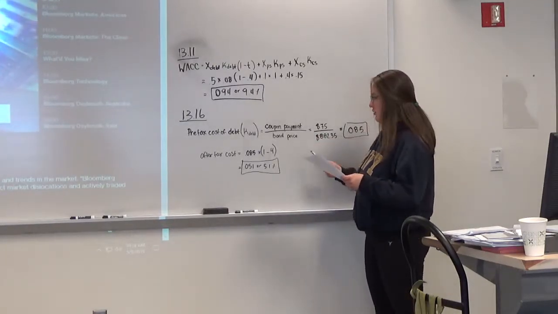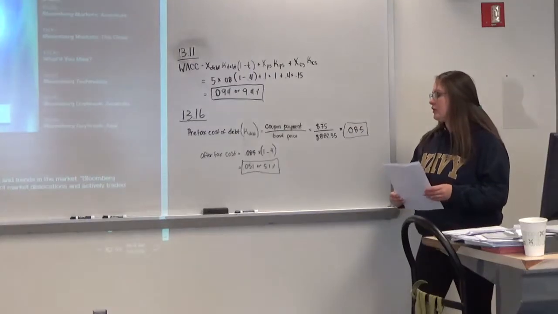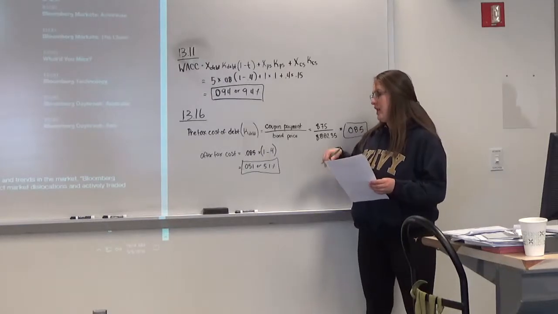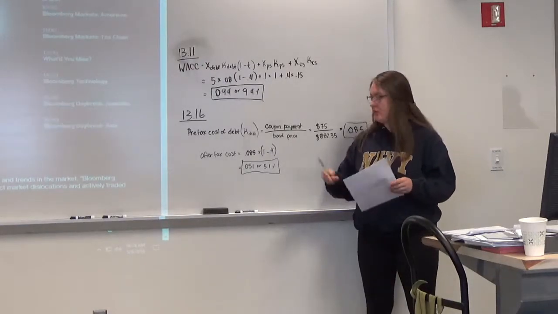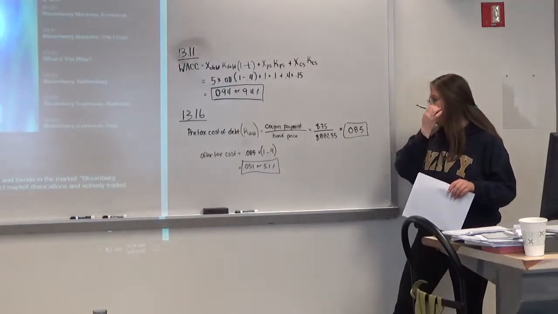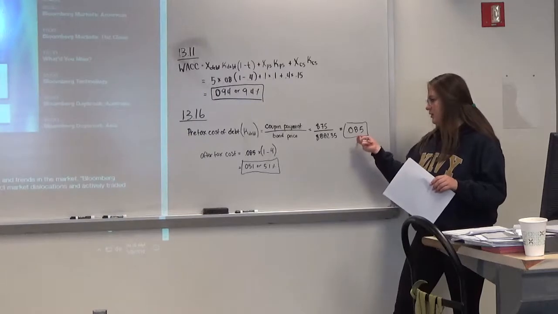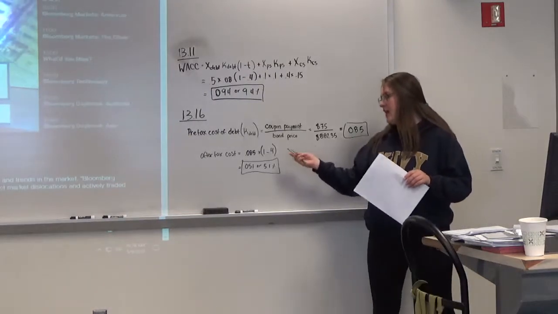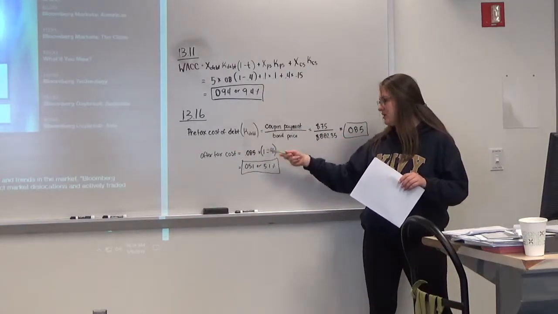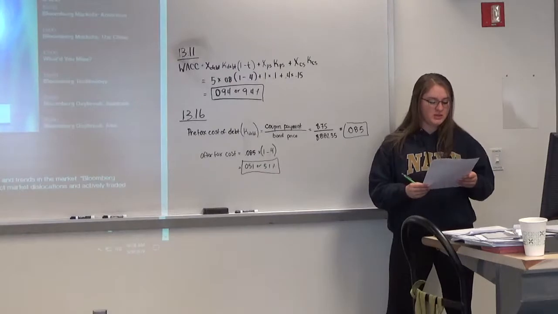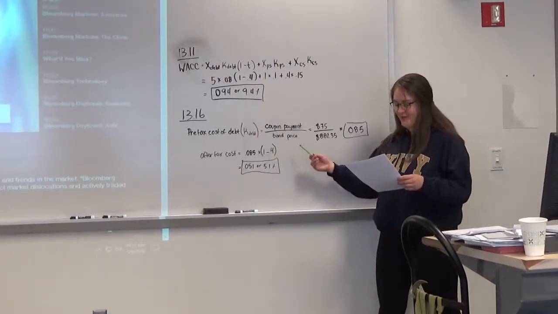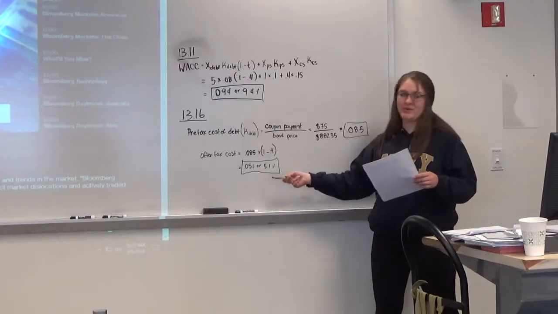And then for 1316, we're looking for originally the pre-tax cost of debt, and then we go on to find the after-tax cost. We start off with the coupon payment over the bond price, which is 75 over 882.35, and we end up with 0.085. That's the pre-tax cost. And then for the after-tax cost, you just do that times 1 minus the marginal tax rate, and then we get 5.1%.